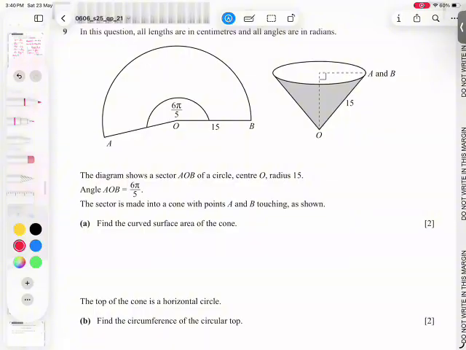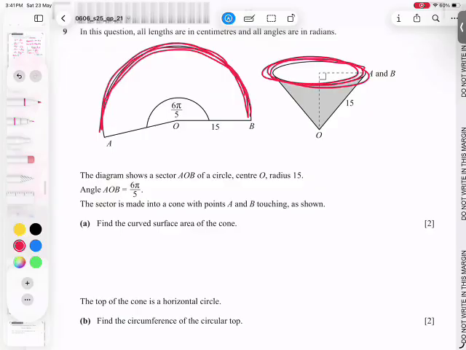Question number 9, students. He mentioned angle AOB is very clearly given here, and he said that the sector is made into a cone. You can see this sector converted to a cone. And we have one criterion, students: the radius of this is basically equal to the slant height. Second criterion, the arc length of this is equal to the circumference of the base circle. They are equal basically. And we have to find the curved surface area of the cone.